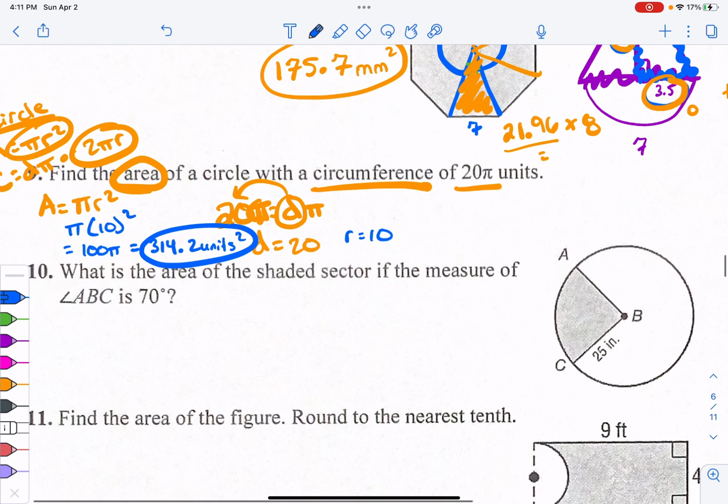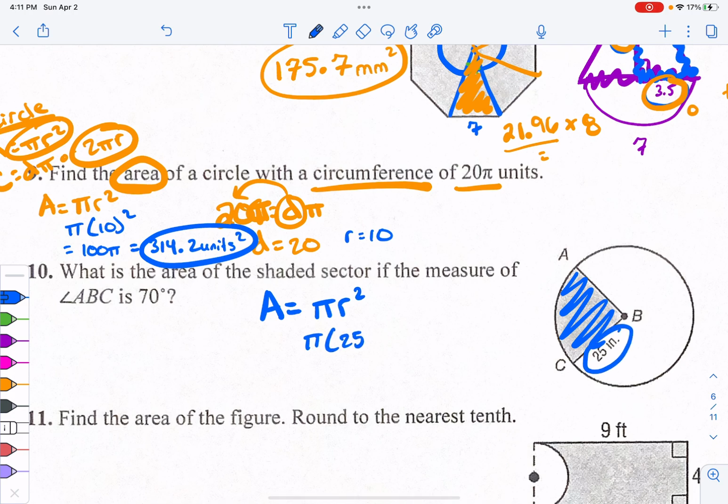Okay, now number 10. The area of the shaded sector. If I were to find the area of the entire circle, I would do pi r squared, and the radius is 25. So pi times 25 squared. Let me get it as a decimal here. 25 squared times pi, and I get a huge number. Is that right? Let me do that again. Times pi. Yep, 1963.5-ish.